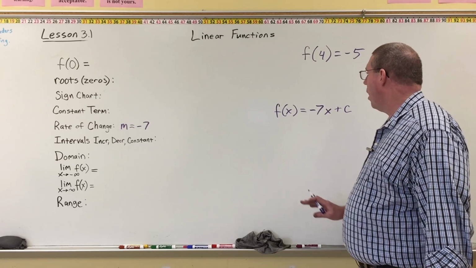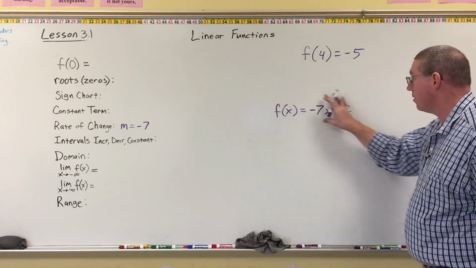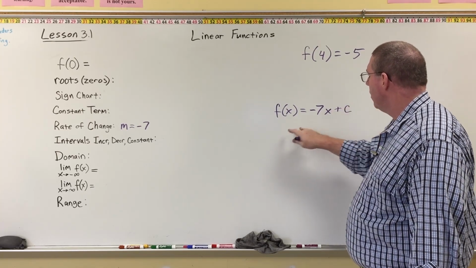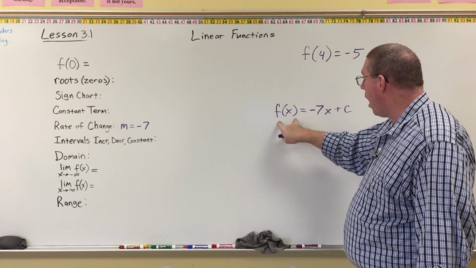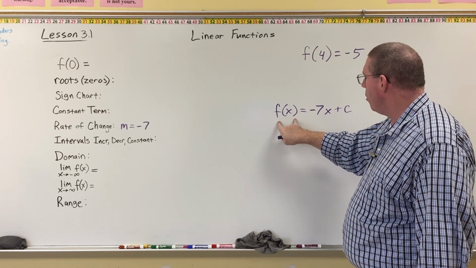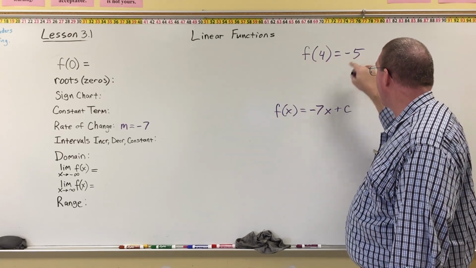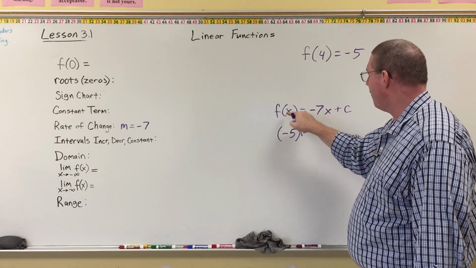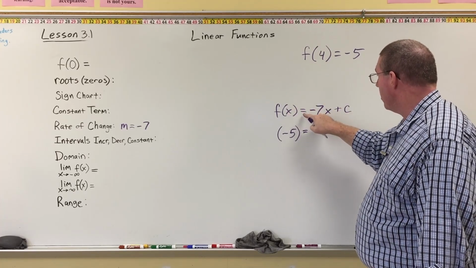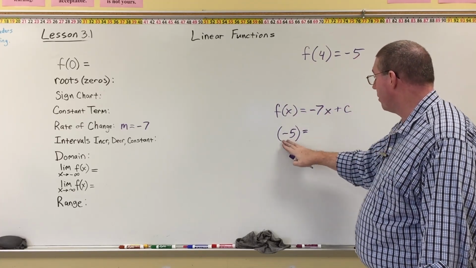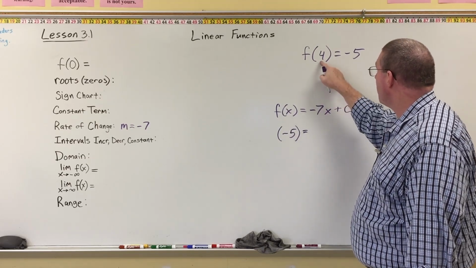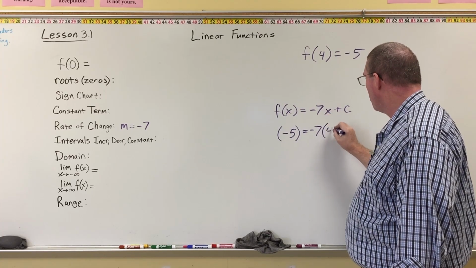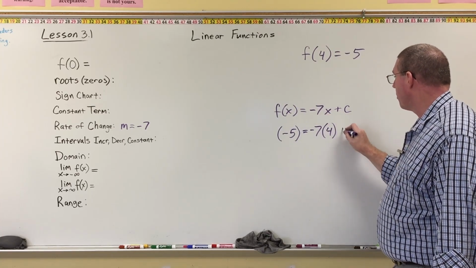And so now, here's what we're going to do. The next step, once you set this up, is we're going to plug in f of x. We're going to call this y, okay? And we know that y up here is equal to -5. So we're going to put a parenthesis with a -5, because we know that f of 4 is equal to -5. So we're going to put a -5 over here. And we also know that x is equal to 4. So we're going to write -7, and in place of this x, we're going to put a 4. And then we're going to write plus c.